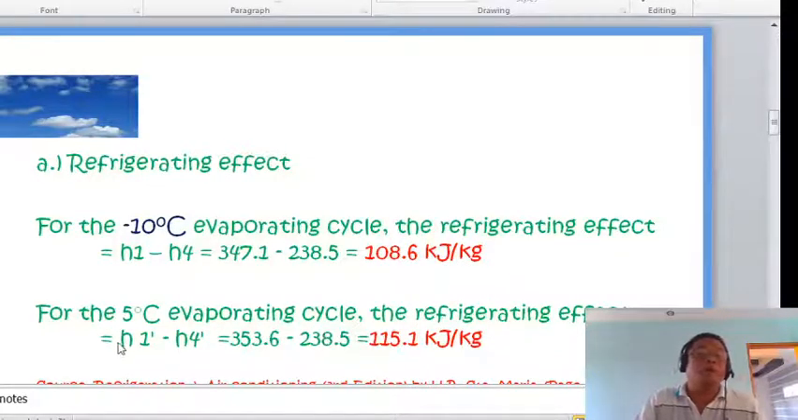And take note for 5 degrees, the difference, of course, of H1 prime and H4 prime is equal to 115.11. Take note, class, as what I have said, that H sub 4 is the same as H sub 4 prime because the line perpendicular to the abscissa is the same. So, that is now the difference. Take note, class, that the refrigerating effect of the higher evaporating temperature is higher as compared to the previous condition. Okay, next.